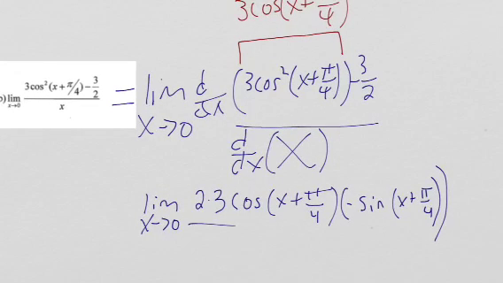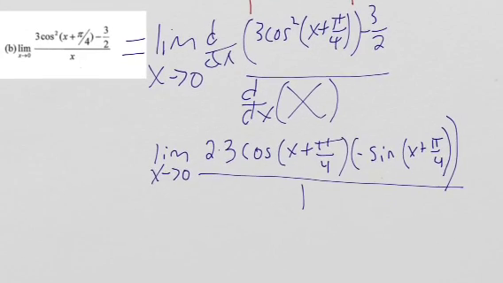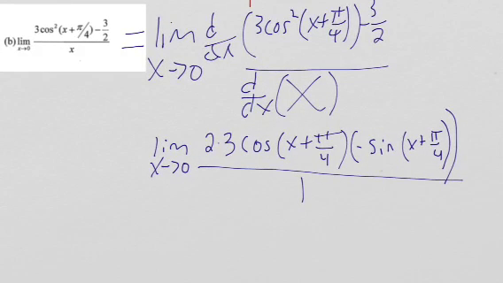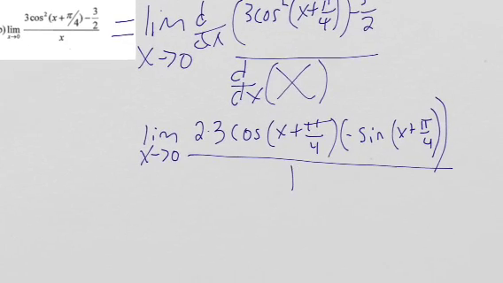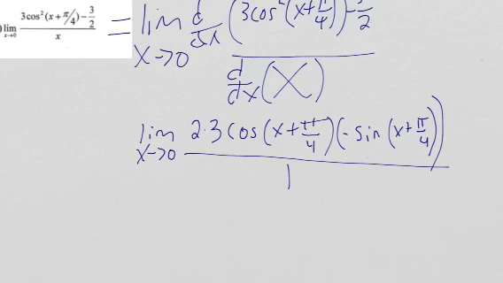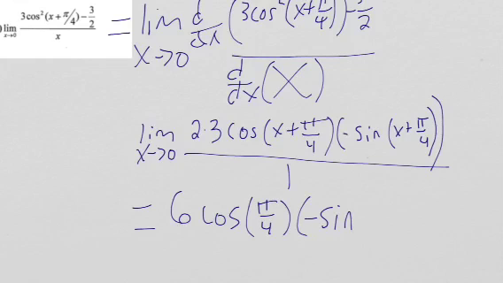The derivative of the bottom is just equal to 1. So now what we have is 6 out front. Now we can plug in our 0 because we have 1 on bottom. So we're not going to get 0 over 0 anymore. We're happy about that. Instead, we can just plug in 0 now. So we say equals 2 times 3 is 6 times cosine of 0 plus pi over 4, which is pi over 4, times negative sine of 0 plus pi over 4, which is pi over 4. That's all divided by 1, so we don't have to include that.